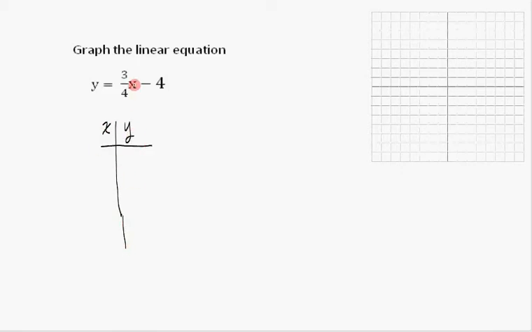So always start with x equals 0. There's no reason not to do that because it's a convenient one to use. If x is 0, then 3/4 times 0 is 0, and 0 minus 4 is negative 4.